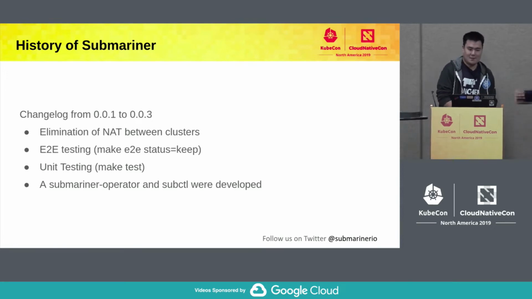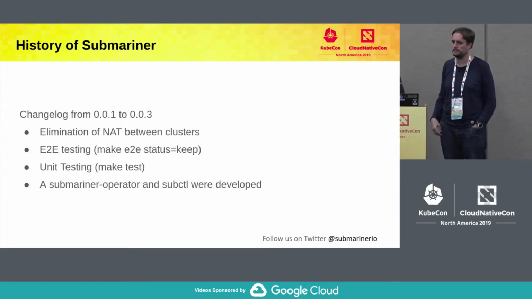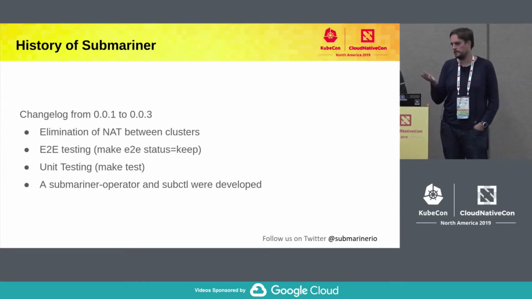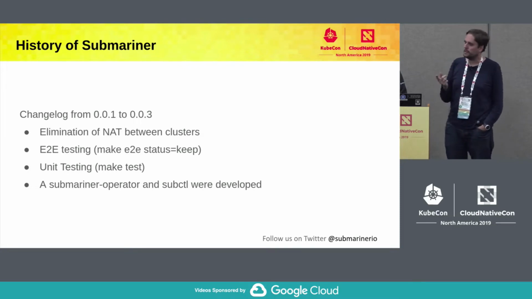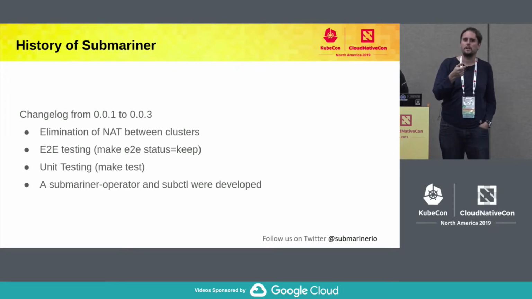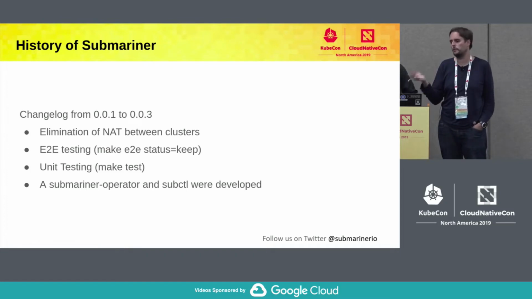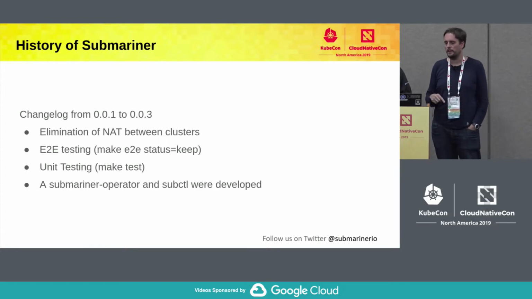Okay, I wanted to talk a little bit about the change log from the first release that Chris made, and the changes we have been introducing in the community since we joined from Red Hat. On 0.0.1, we had NAT at some point in the data path, so when packets arrived at the destination cluster, the IP address of the originating pod was lost. We fixed that with encapsulation inside the clusters.